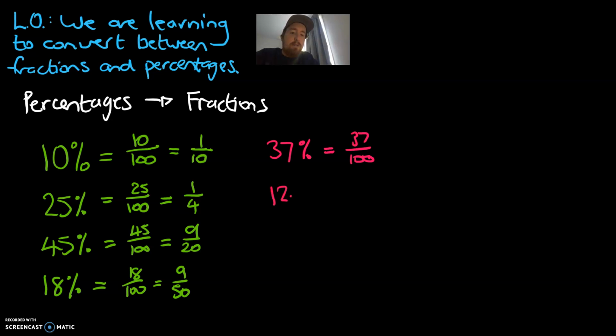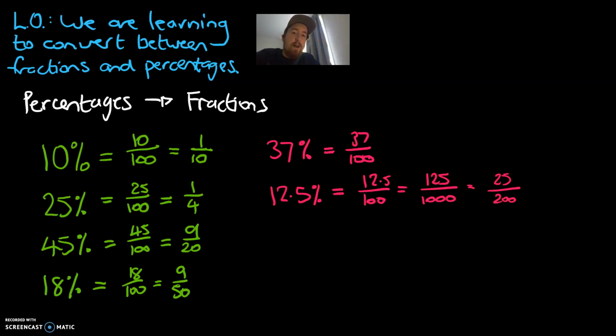Okay, what about something like 12.5%? So we're dealing with decimal percentages now. So that's 12.5 over 100. What I'm going to do is try and get rid of that decimal point by making it out of thousands. So I can do that. And then we need to think, what do they have in common? Well, I know they've both got a 5 in common. So there's 25 5s up the top.